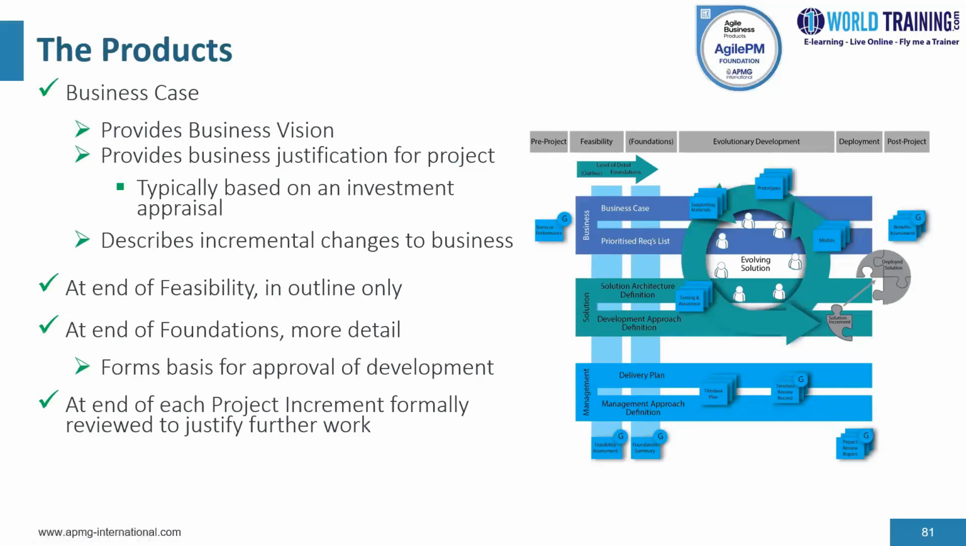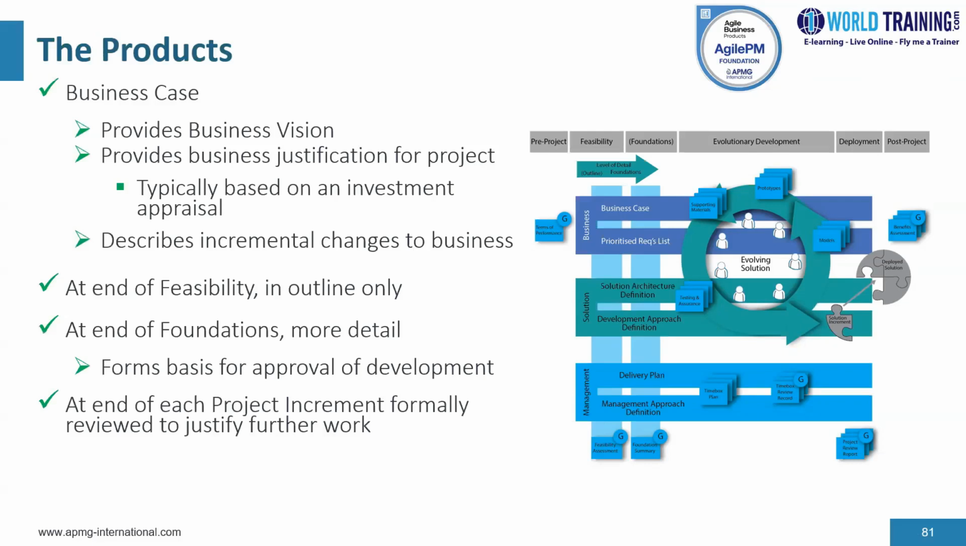Now, business case provides a vision and a justification for the project from a business perspective. The business vision describes a changed business as it is expected to be incrementally and at the end of the project. The justification for the project is typically based on an investment appraisal determining whether the value of the solution to be delivered by the project warrants the cost to produce, support, and maintain it into the future, all within an acceptable level of risk.